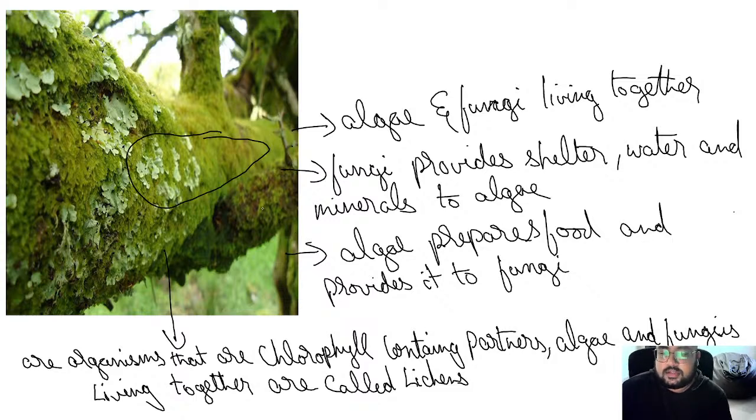Okay, you would have seen this probably everywhere on the tree. If you visit some park or something, you would have seen such things on trees, on the branches or the trunk. So it is a layer on the tree where algae and fungus live together. Here they support each other's living: fungi provides shelter, water and minerals to algae, and algae prepares food and provides it to fungus.